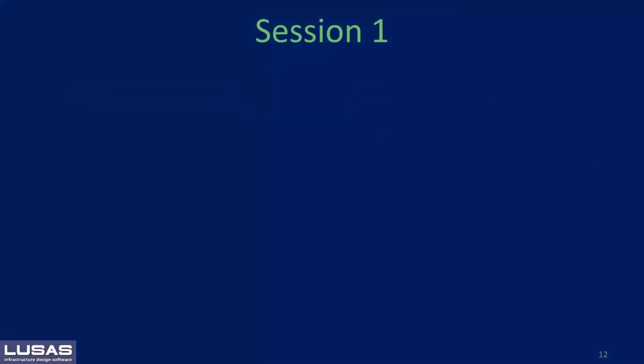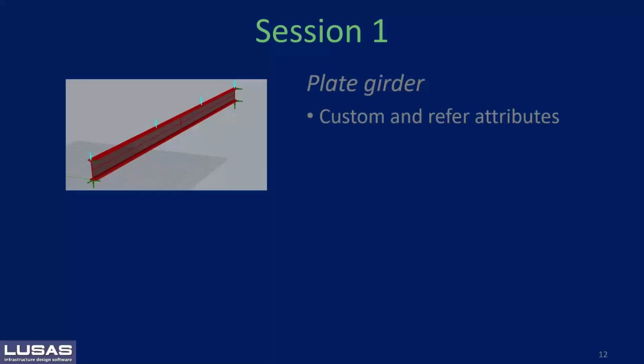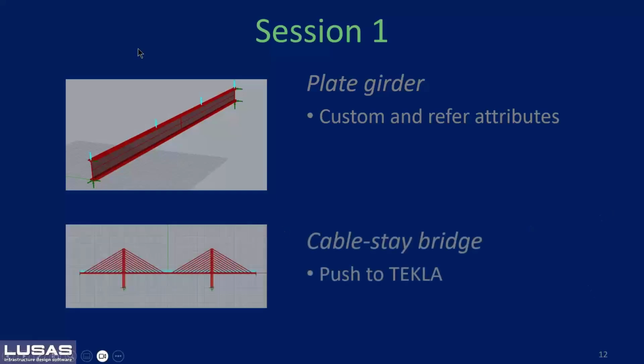So we're going to move now to session 1, and Paul, I'll hand over to you at this point. So 2 examples in this. We've got just a very simple geometry in the plate girder, focusing here on the custom and refer attributes. And then after that, we're going to move to the cable stay bridge. And one of the interesting parts to this is that it also features the push to Tekla as well as the push to LUSAS. So Paul, I'm just going to make you presenter now, and you should now have control.